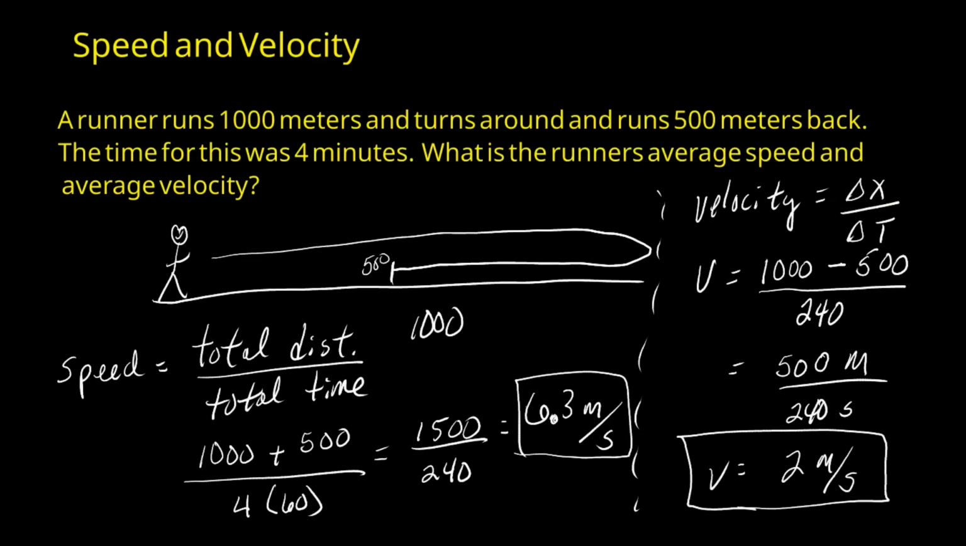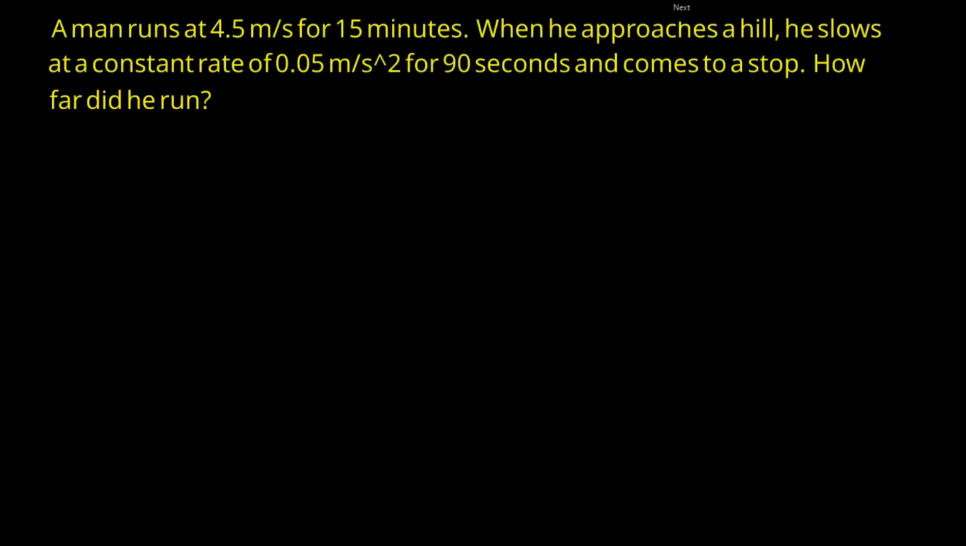So you can see the difference then between speed and velocity, since speed is scalar and velocity is more vector-based. Okay, this next problem. A man runs 4.5 meters per second for 15 minutes. When he approaches a hill, he slows at a constant rate of 0.05 meters per second squared for 90 seconds and comes to a stop. How far did he run?